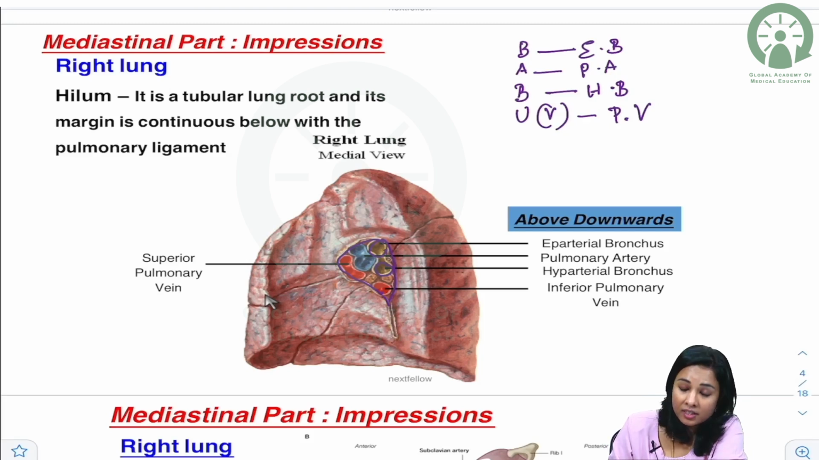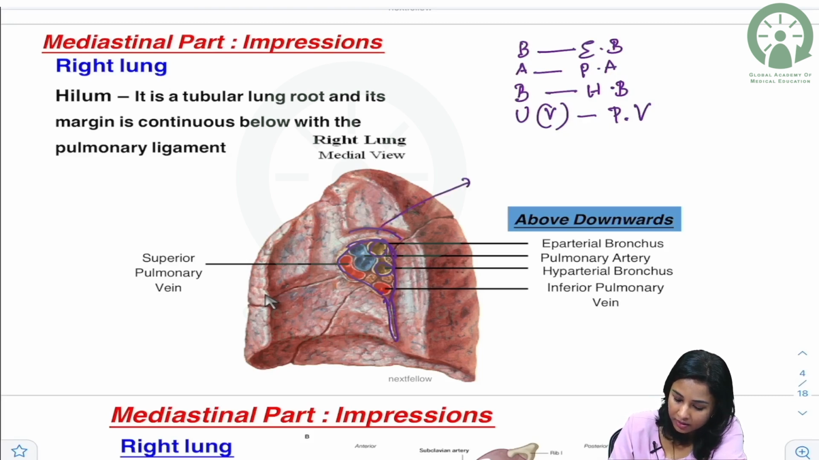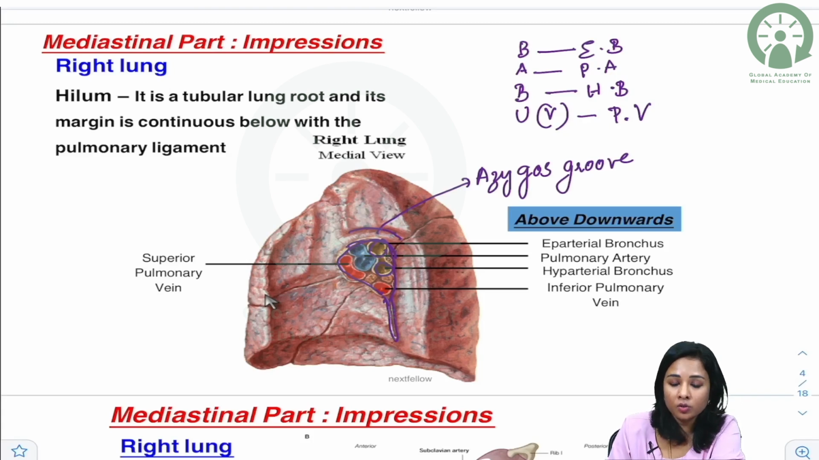And further we can see the reflection of the pleura continuing below the hilum as the pulmonary ligament, which I have already explained in the pleura. And around the hilum we see a groove. This groove is for the arch of azygos vein. The arch of azygos vein makes the groove which is called the azygos groove or azygos sulcus, which drains into the superior vena cava.